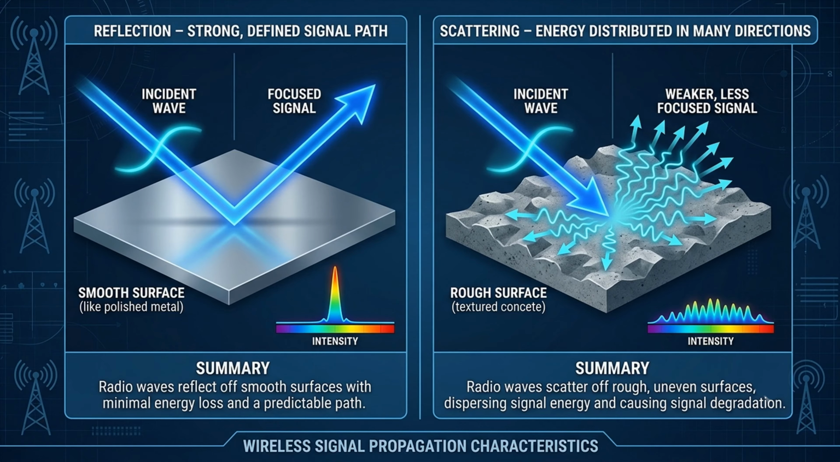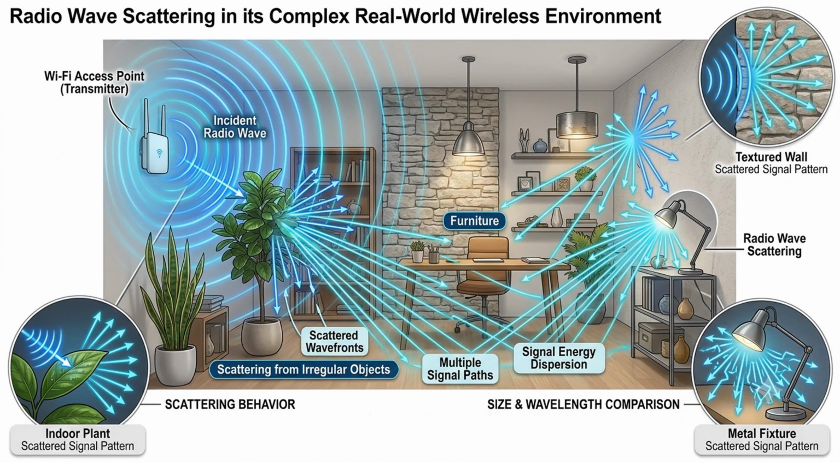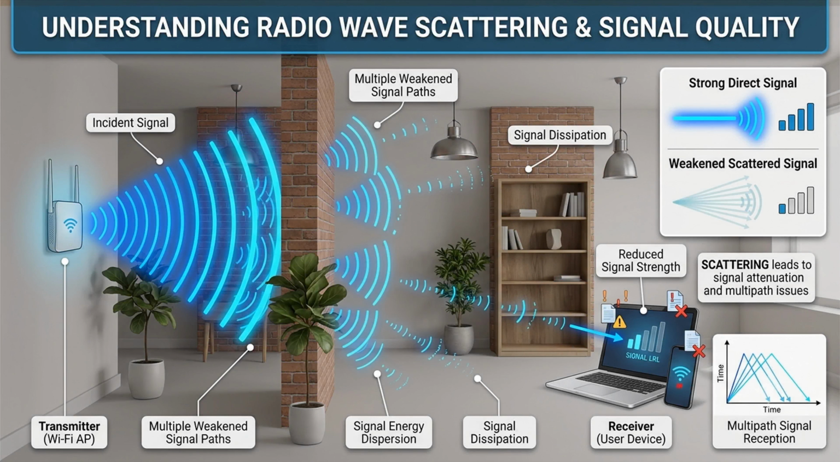As a result, the original signal becomes weaker and less focused. In wireless environments, scattering can be caused by objects such as indoor plants, textured walls, furniture, metal fixtures and other irregular surfaces. Even small objects can contribute to scattering when their size is comparable to the wavelength of the radio signal. Scattering can reduce signal strength and quality by dispersing energy that would otherwise travel directly toward the receiver.